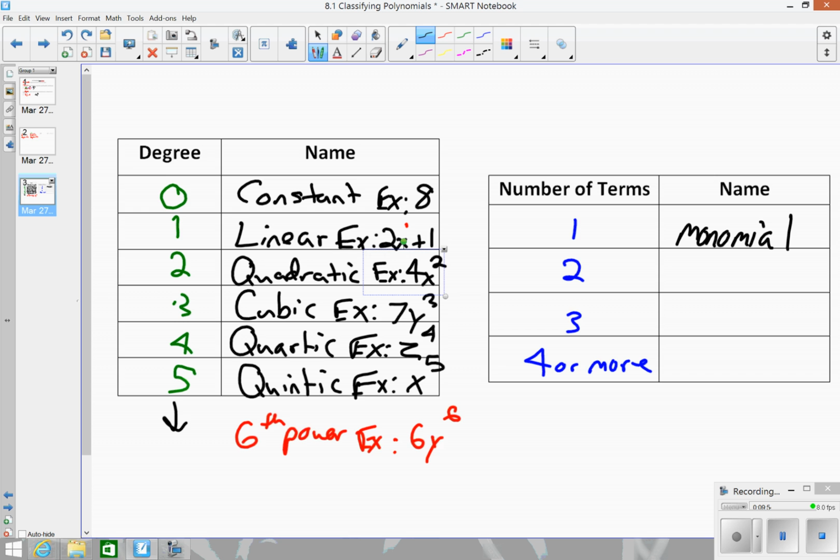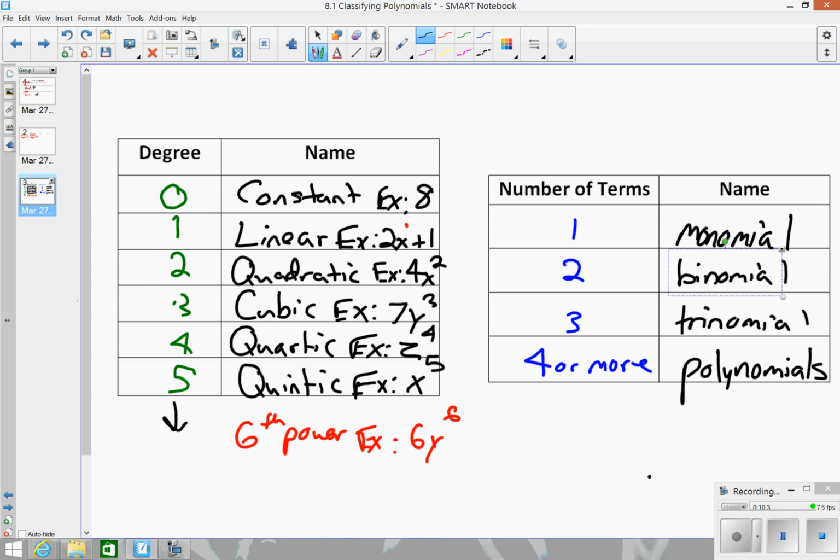So what word or root word means 2? Let's see. So it would be binomial. Okay, binomial. Think bicycle, two wheels. Two terms, binomial. Good. Now, three terms. Think of a tricycle, trinomial. Okay, trinomial. Okay, good. And lastly, four or more, we are going to be calling all of them polynomials, just like I said before. All that means is many terms.